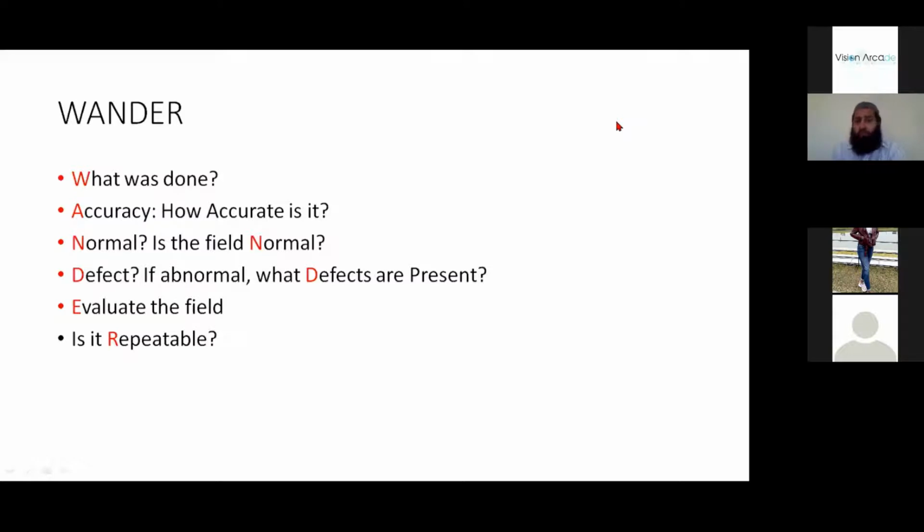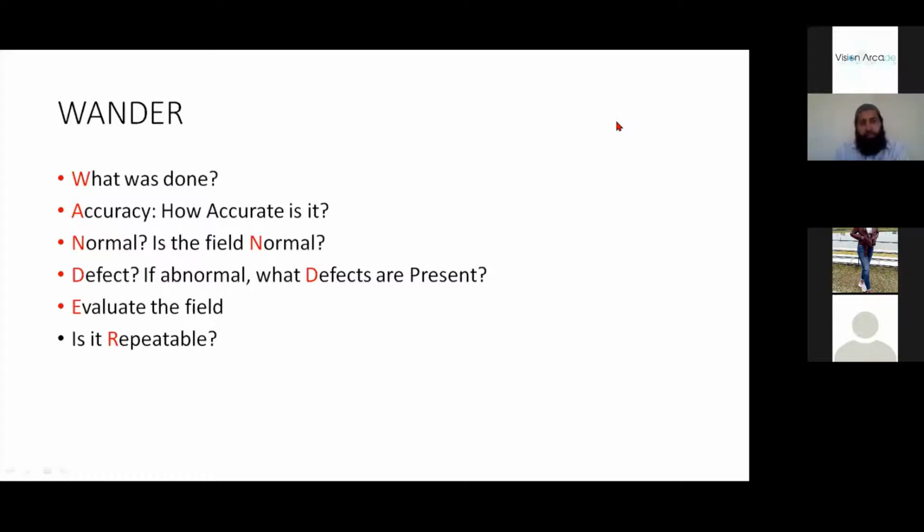If it is normal, good, we're both happy, let the patient go. But if there is a field defect, then we need to analyze what sort of defect is it, and is it a pattern that we can associate with glaucoma. So we need to evaluate the field, and then can we repeat the field?